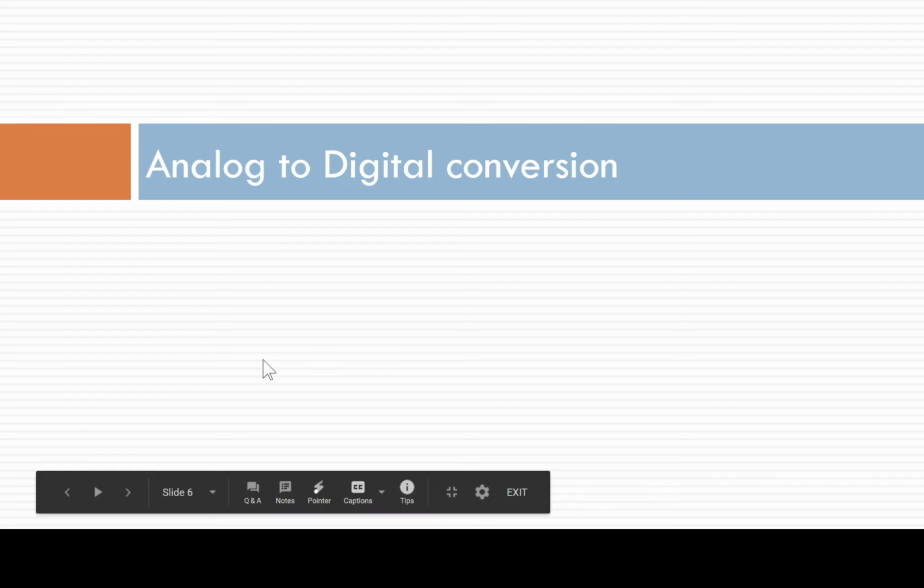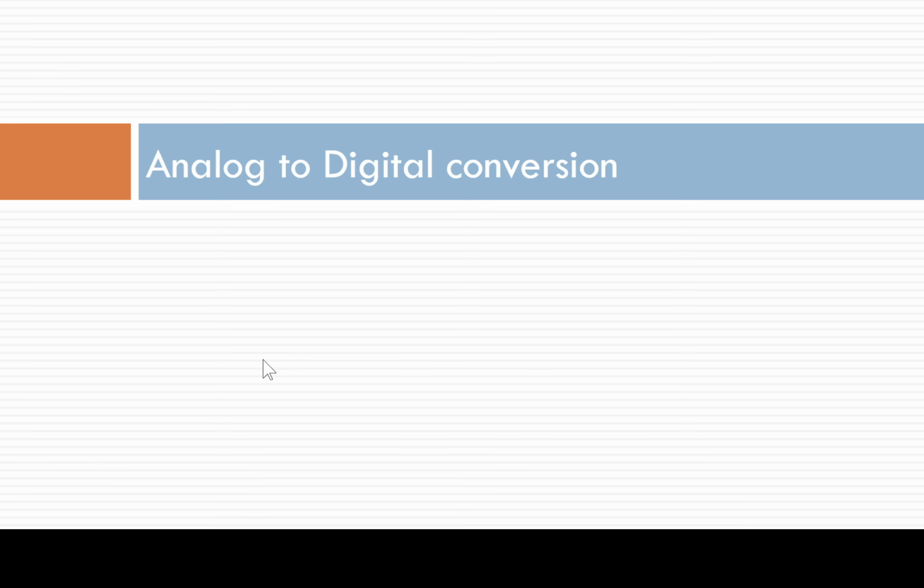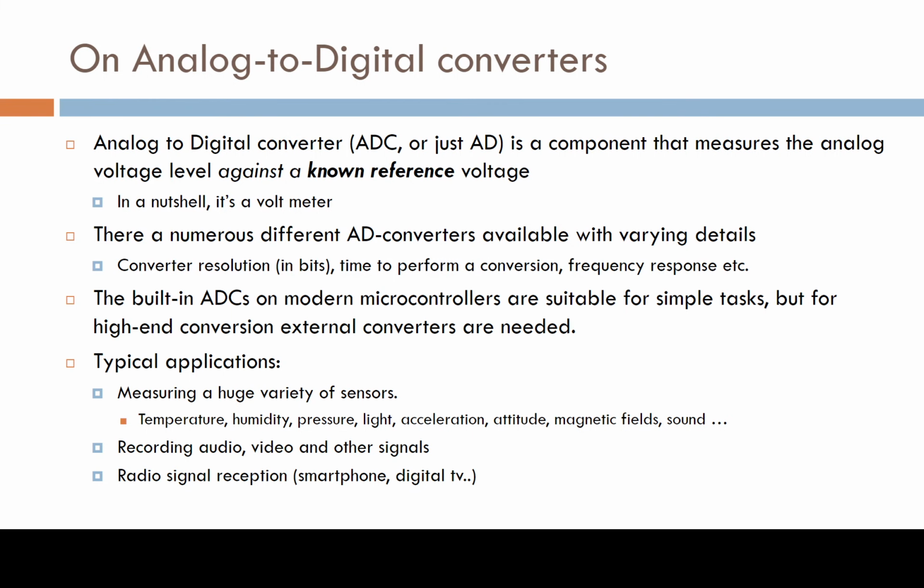All right, so analog to digital conversion. Another of the digital converters. Analog to digital, just like the name, measures analog voltage levels against a known reference voltage. So basically, it's a voltmeter. It's a voltmeter, nothing else than a voltmeter.